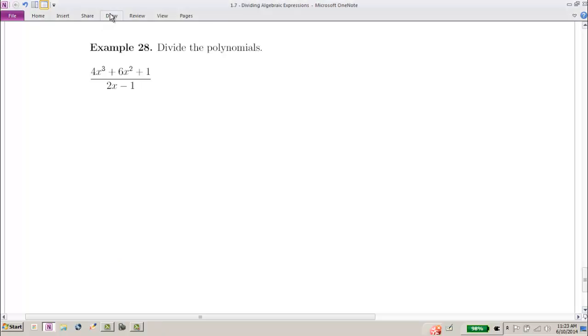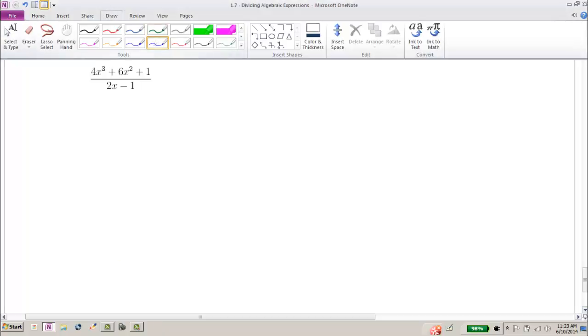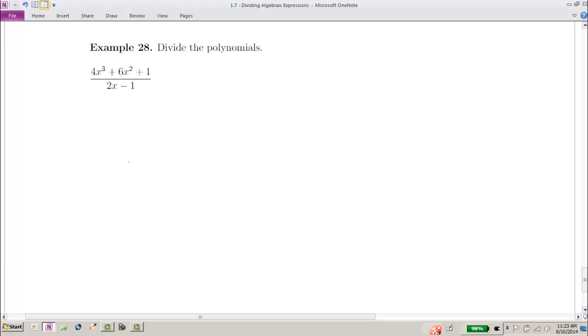All right, in example 28, we're going to do another polynomial long division problem. We're going to take 4x cubed plus 6x squared plus 1 and divide that by 2x minus 1. One thing we might notice right off about the numerator here is that we're missing an x term, right? We have x cubed, x squared, and then jump straight to the constant term on the end.